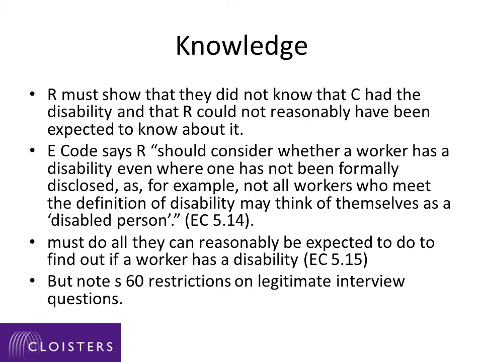The respondent has to show, so the burden's on the respondent, that they didn't know that the claimant had the disability and that they could not reasonably have been expected to know about it. The Employment Code at 5.14 says that the respondent should consider whether a worker has a disability, even where one hasn't been formally disclosed. So, for example, not all workers who meet the definition of disability may think of themselves in that way. And the code says that the employer must do all they reasonably can be expected to do to find out whether a worker has a disability.